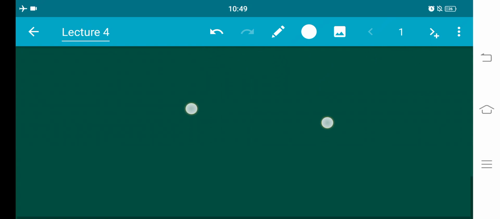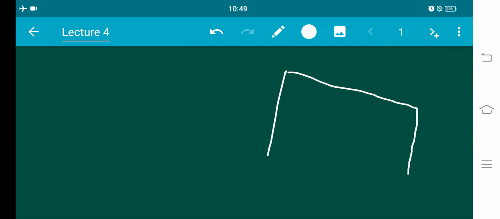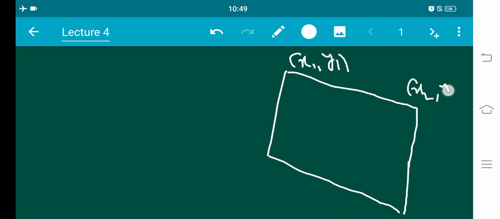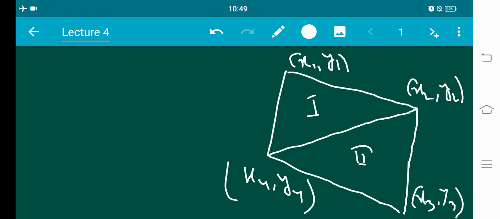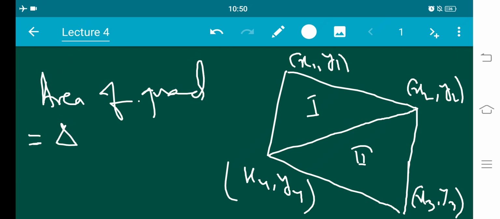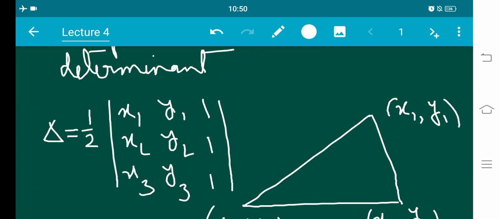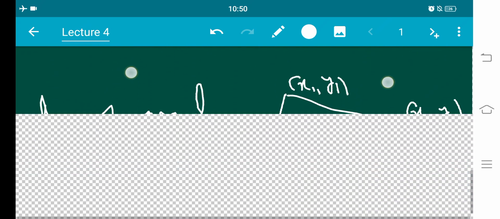Clear? So what if I consider, suppose, a quadrilateral? Suppose this is x1 y1, x2 y2, x3 y3 and x4 y4. You do one thing: you just draw a diagonal. Then you have two triangles, triangle 1 and triangle 2. So the area of the quadrilateral is equal to the sum of the areas of triangle 1 and triangle 2. You know how to find the area of each because for both triangles you have the vertices. Using this formula, you can compute the area of each triangle, and accordingly you can find the area of the quadrilateral.